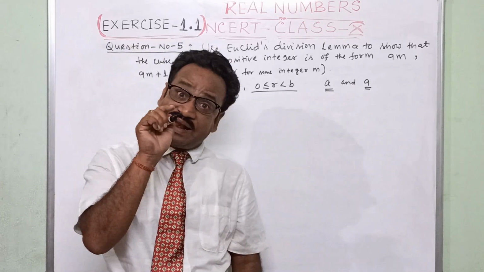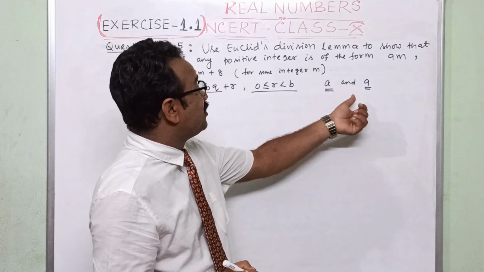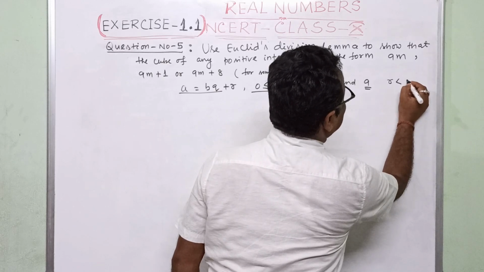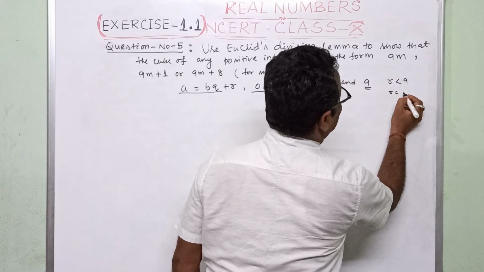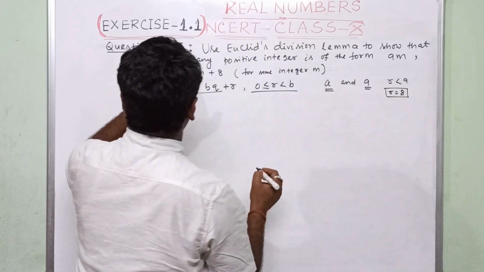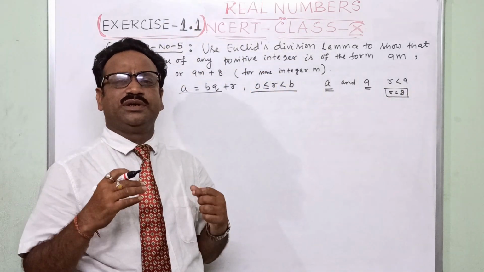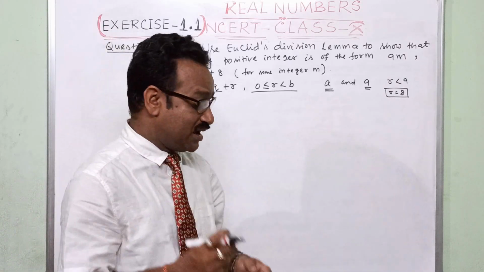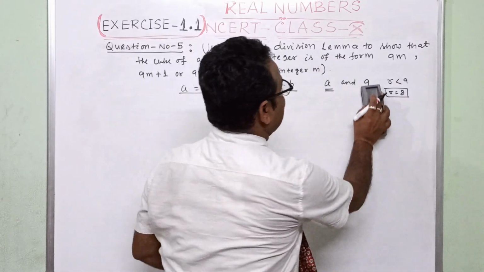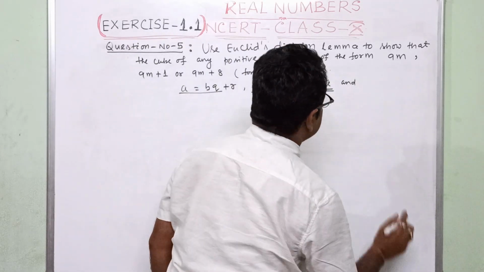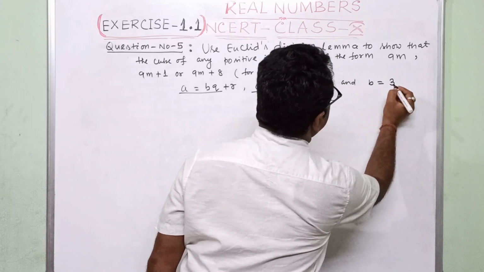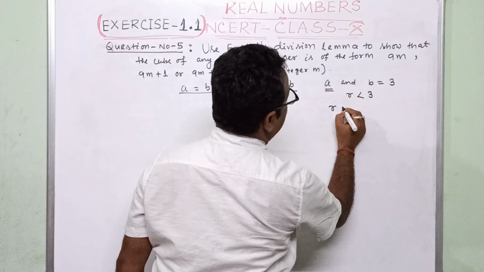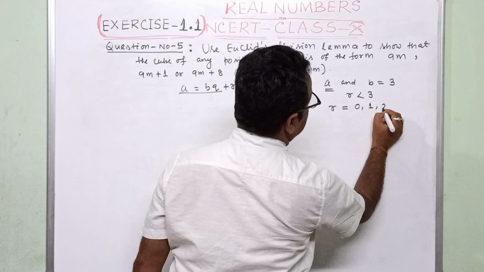But if we take a and 9, it will be lengthy, because finally r will be less than 9. So when r will be 8, then we have to find the cube of 8, so it will be difficult. So we'll try it in an alternative way. Let us see how we do it without taking 9. We'll take b is equal to 3. So now when b is equal to 3, r is less than 3, so r is equal to 0, 1, 2.